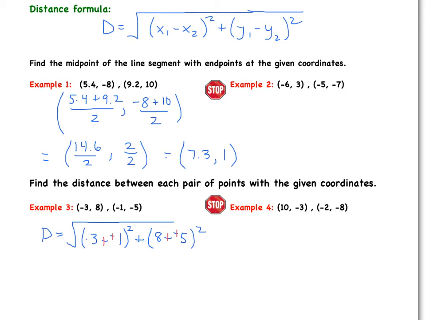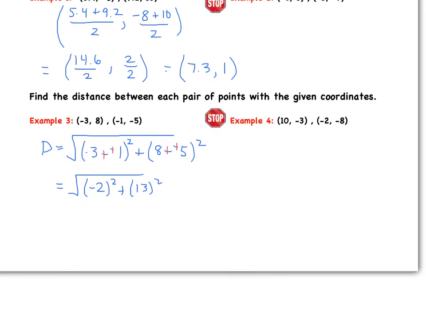So -3 plus 1 becomes -2 squared, plus 8 plus 5 squared is 13 squared. Just cleaning this up, -2 squared is going to be 4. 13 squared is 169, and 4 plus 169 is the square root of 173. And there we have it, the square root of 173.